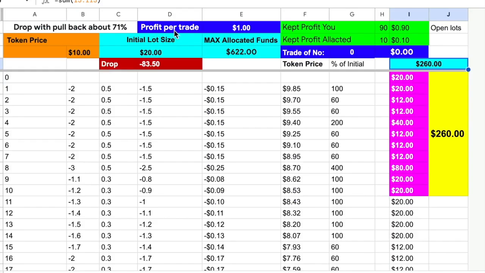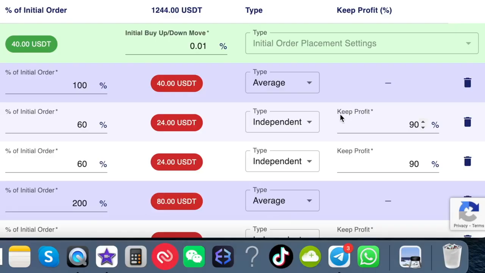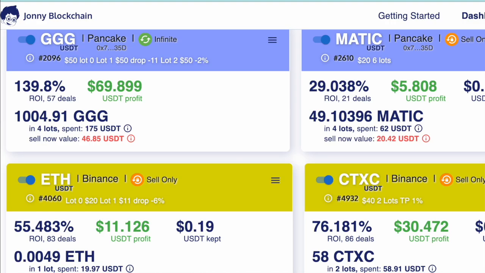Now I'm going to say profit per trade. At the moment I've put $1 in there. So let's just say that your bot made $1 from every trade. And the next thing we're looking at is the kept profits for you and the kept profits for allocated. So what does that mean? As you can see here, it says kept profits 90%. 90% means that that's the amount of profit that your robot will show you on the front screen. The other 10% to make it up to 100% will be added to the kept profits.